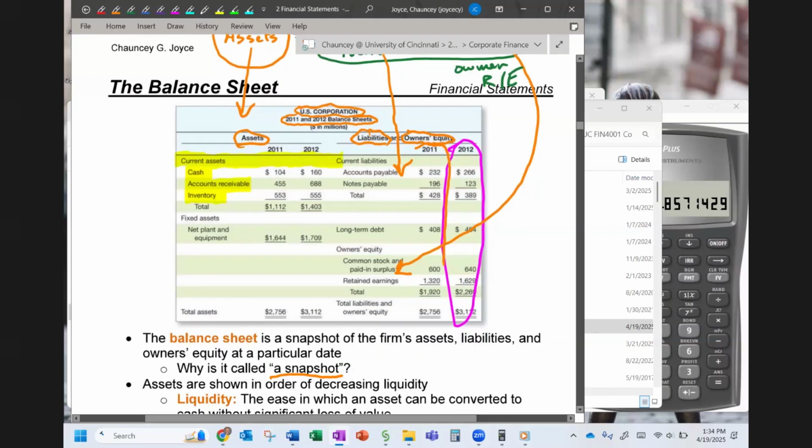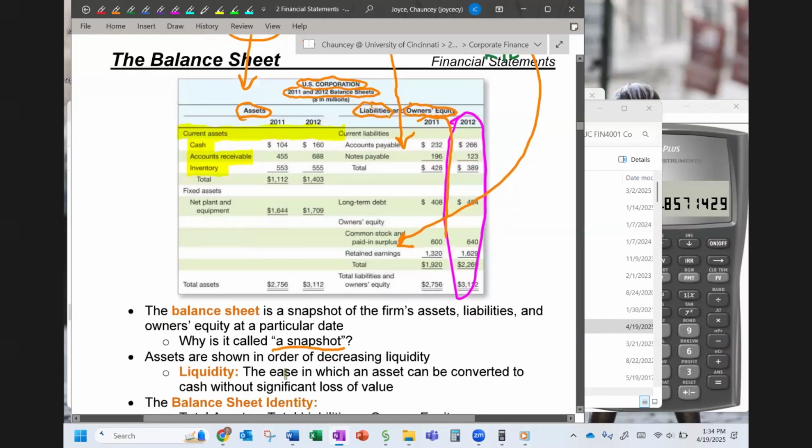Liquidity has two components. The first is the ease with which you can convert an asset into cash. And the second is without significant loss in value. So you have your current assets. You also have your fixed assets. Think of these as long-term assets: your manufacturing plants, your property, your equipment, your land, your goodwill, and patents. So we can split assets in terms of current and fixed assets, fixed assets being long-term assets.